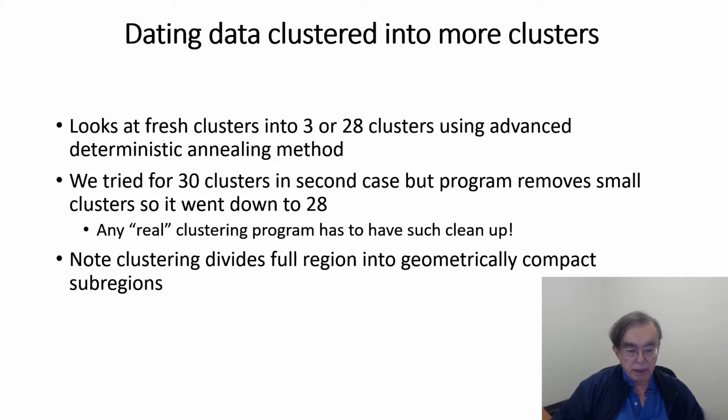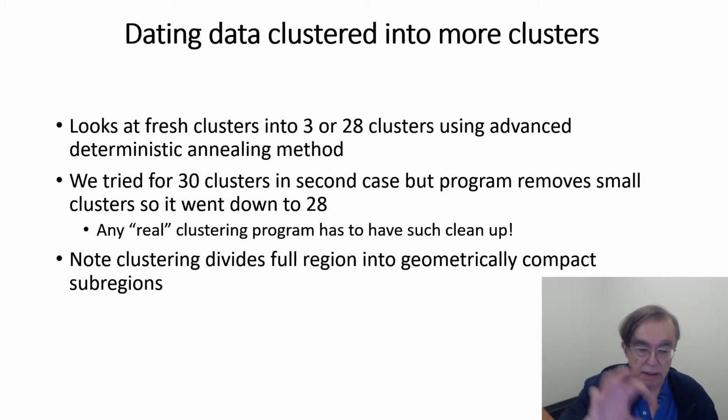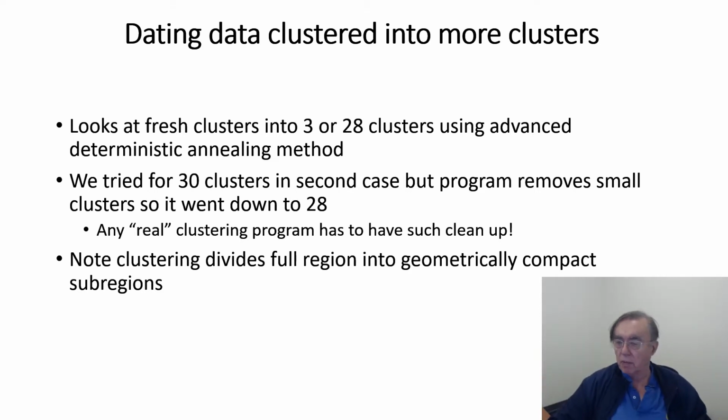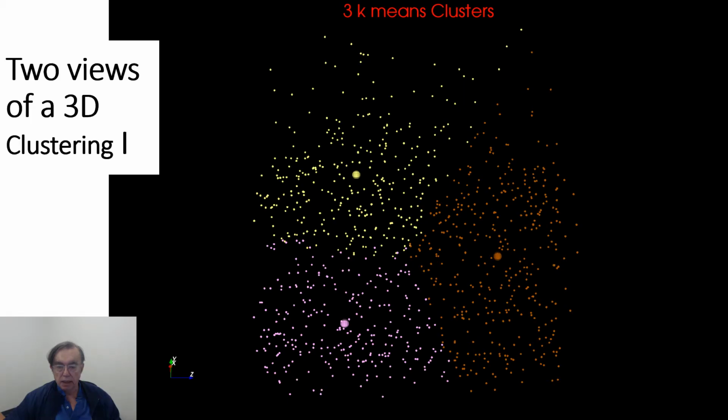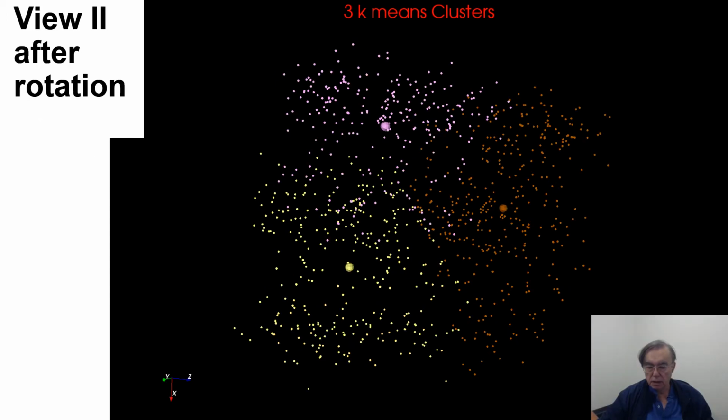And the key point, which we'll keep on emphasizing, is that clustering always takes your big space and divides it into subspaces. And that is often all you need. You don't actually need to have clean clusters. And here we have our machine clustering into 3, and we have these 3 blobs. That's what we saw before. And here is a rotation, still 3 blobs, but differently located.